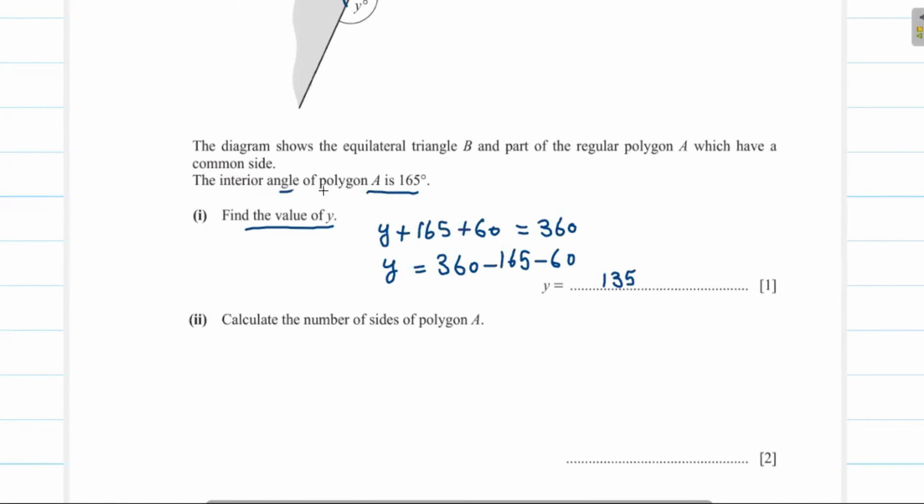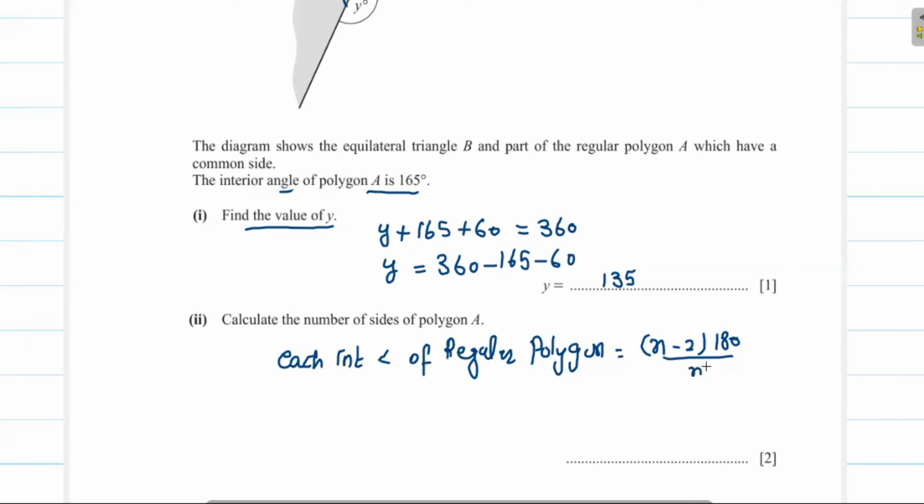And next part, we calculate the number of sides of the polygon. You see here, the interior angle of polygon A is 165. We use the formula: each interior angle of regular polygon equal to n minus 2 multiply 180 divided by n. You see here each interior angle is 165. We write it as 165. We can write this 180n minus 2 times 180 is 360, over n.